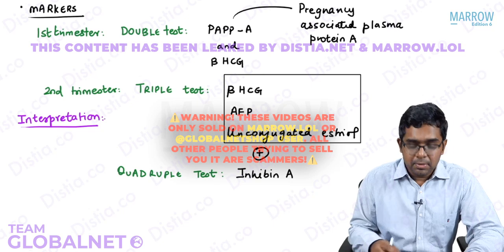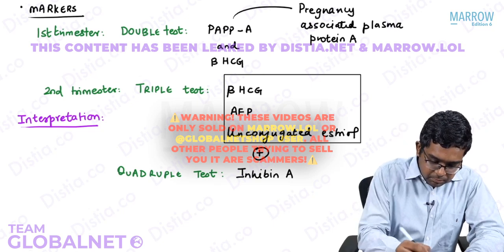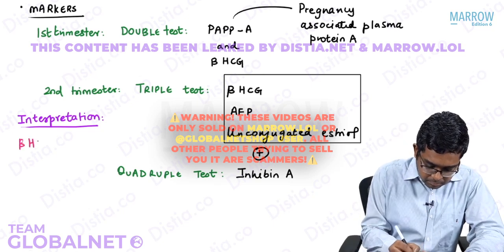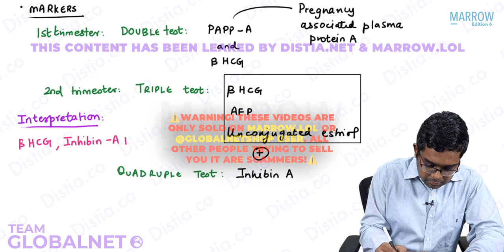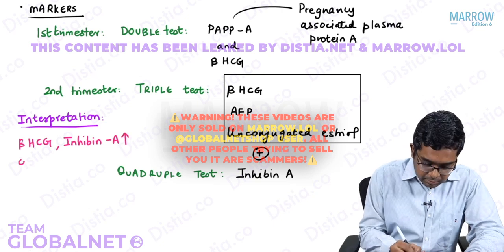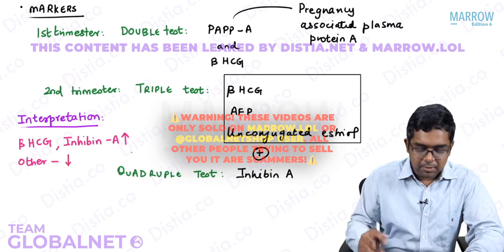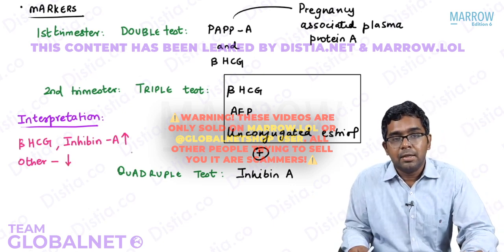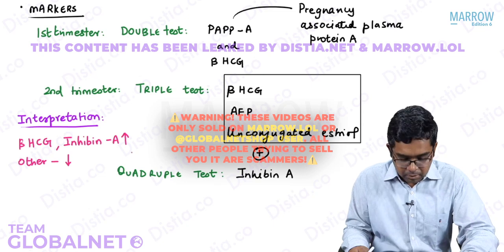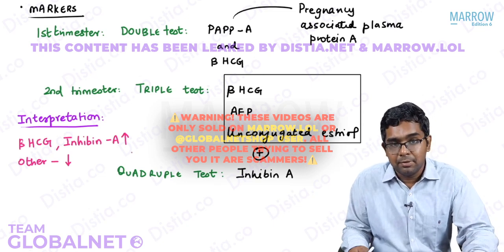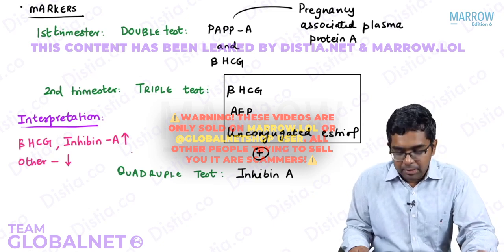Please remember this, beta HCG and inhibin A will be elevated, whereas the other markers levels would be decreased. This is the general interpretation in a pregnancy with Down syndrome. Okay, HCG and inhibin will be elevated and other markers are decreased.